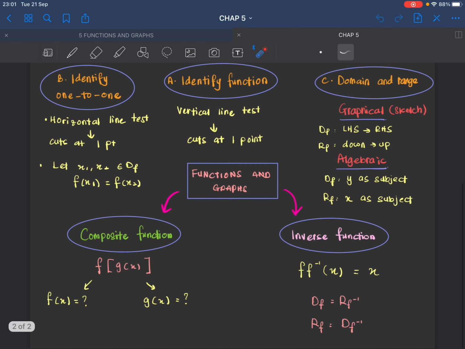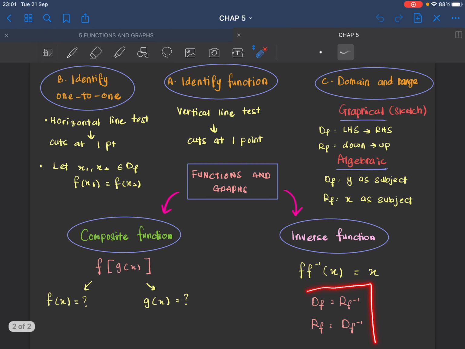Okay, and also as you can see here, saya ada highlight kan yang domain of f is equal to range of f inverse, and range of f is equal to domain of f inverse. So these are very important to find f inverse.